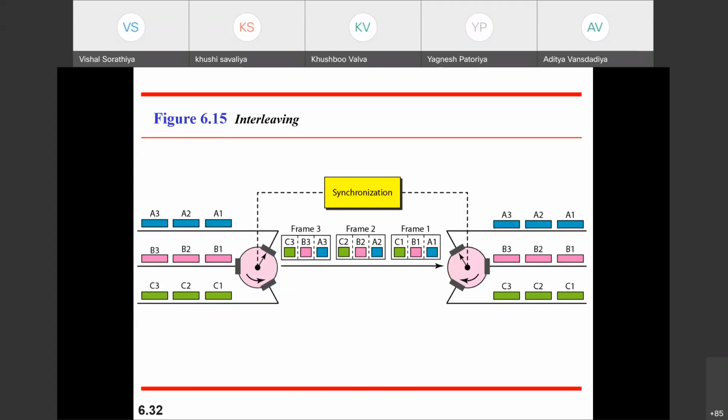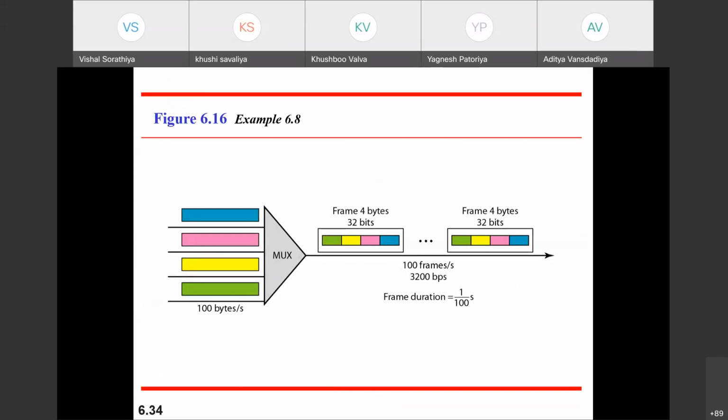If that is not going to happen, what happens? If there is such missynchronization, then what type of issues happen? Data assigned to one station reaches another station, due to missynchronization or no synchronization. So synchronization is required. Whatever time interval you follow at the transmitter side, the same time interval must be followed at the receiver side also. Then and only then will this work fine. Okay.